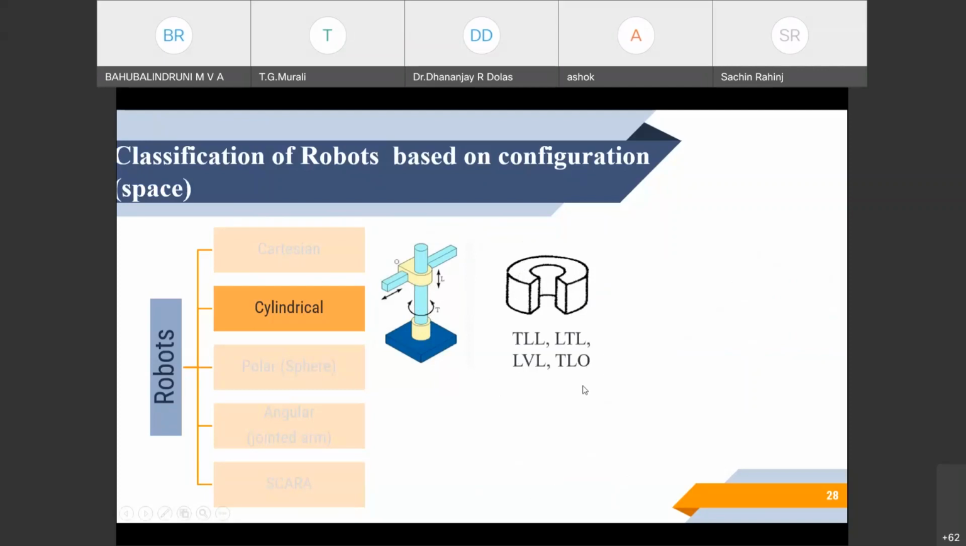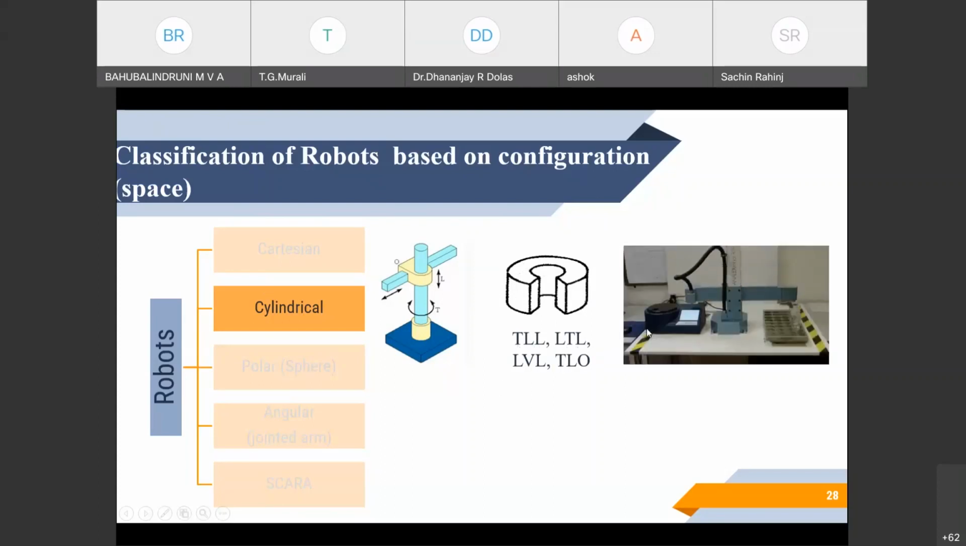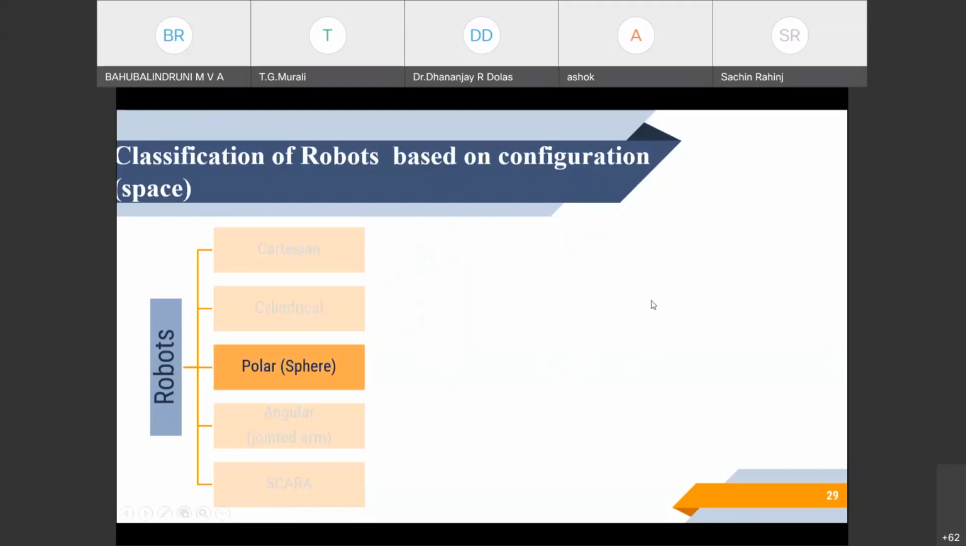So there are some altered configurations other than the TLO. You can get the same workspace with TLL, LTL, or LVL configuration. So here is some example.